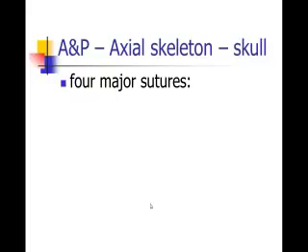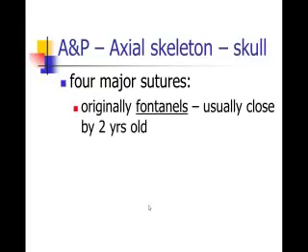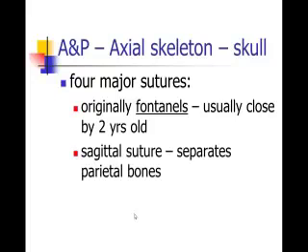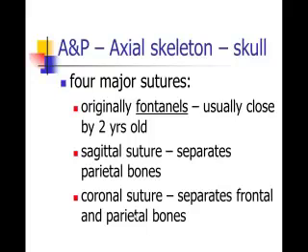Okay. There are four major sutures. The sutures originally were fontanelles. Usually they're closed up mostly by the time a person is 2 years old, although as I mentioned before, the sutures are not completely fused until about 50 years of age. There's a sagittal suture, separates the two parietal bones, and as you might expect, it's in a sagittal plane. There is a coronal suture, separates the frontal and the parietal bones, and as you might expect, it's in a coronal plane.